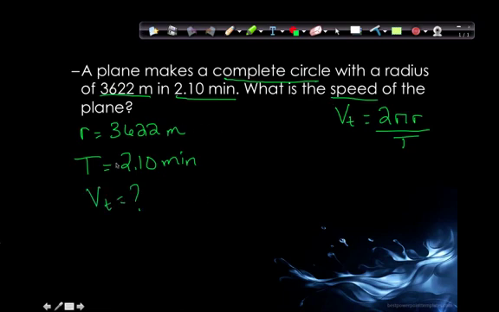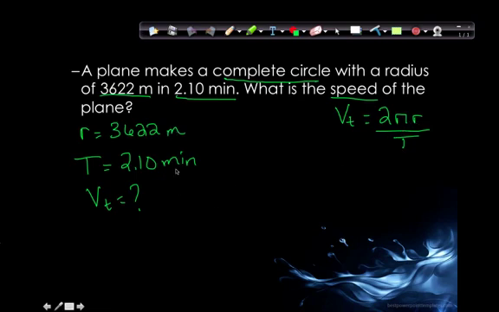And I know a lot of you want to skip this step where you pull out the information, but you really need to be doing this step. You really need to be doing this. All right, so we're looking for VT. We have R, we know what pi is, and we have T. So we can just plug it in at this point.